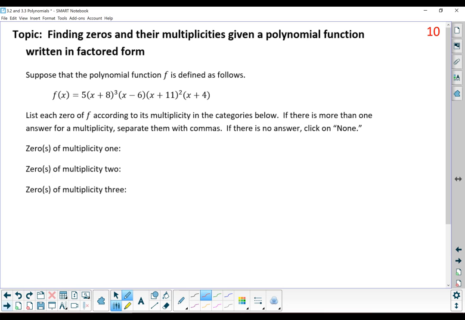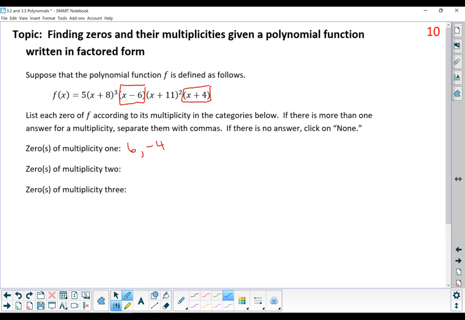So this next topic just asks us to list the zeros, and we're just listing them grouped by their multiplicity. So looking for the zeros of multiplicity 1, you're looking for the factors that just have power 1. So in other words, you don't even see a power written there because it's just power 1. So we would just list positive 6 and negative 4 for the 0 of multiplicity 1.